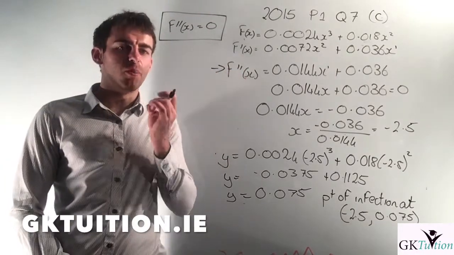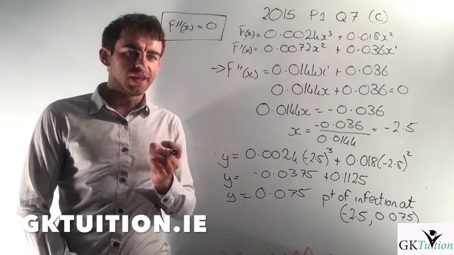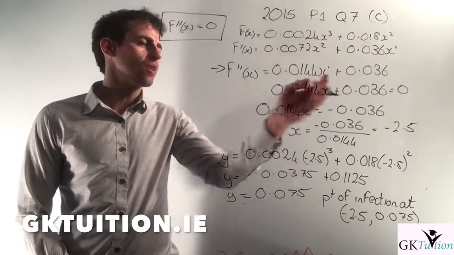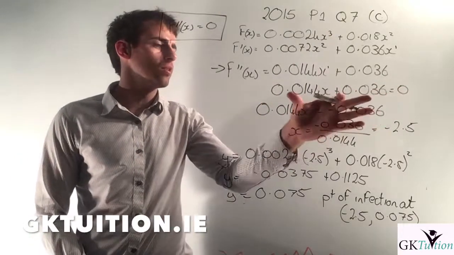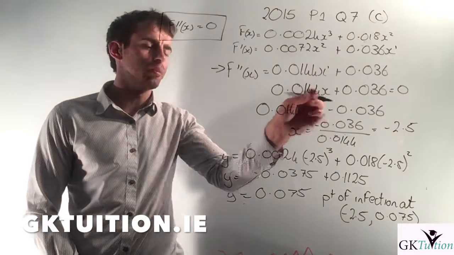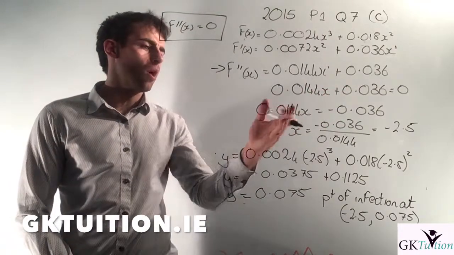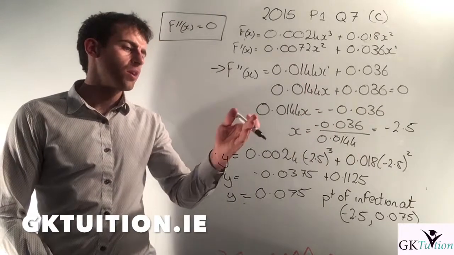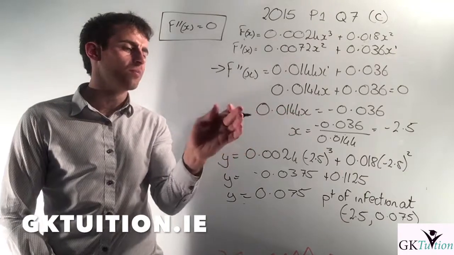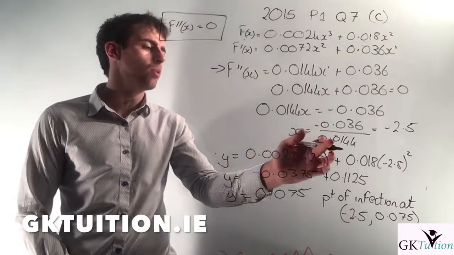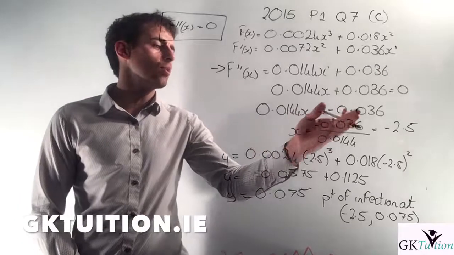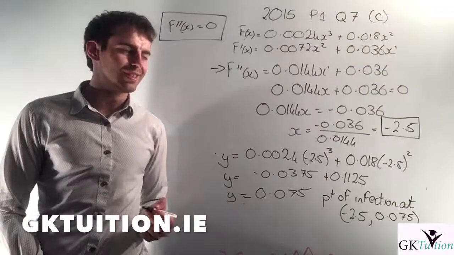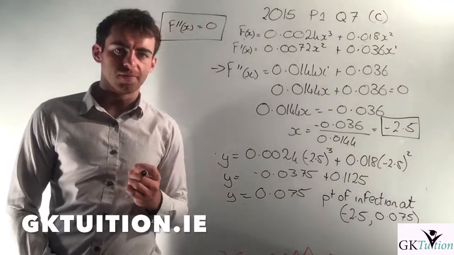And now I need to find the point of inflection. I know a point of inflection exists when the second derivative is equal to 0. So I let my second derivative equal 0, and now all of a sudden I've got one equation and one variable, so I'll be able to find the value of my x. So all I did on the next line was I subtracted 0.036 from both sides. And now in order to isolate my x from this line, just divide both sides by 0.0144, and I end up with x is equal to minus 2.5. So I know that a point of inflection exists when x is minus 2.5.